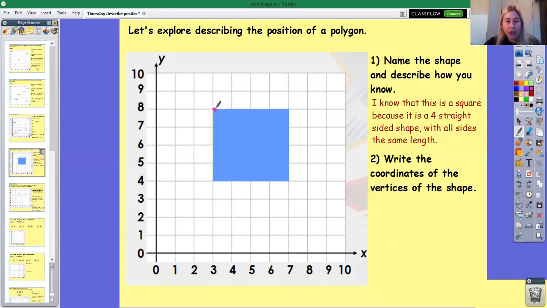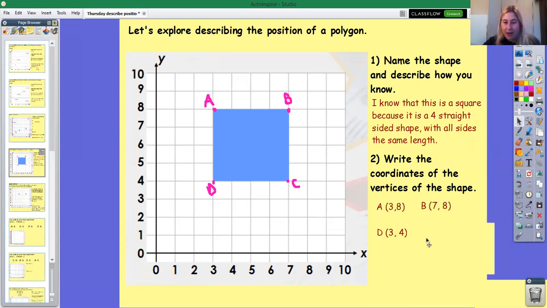So I would put a dot on the corner, the vertex, of each part of the shape, and then I would use letters or another way to label it, A, B, C, D. And then I'd be able to write my coordinates for each one. So if you haven't done this already, pause the video now and make sure you look at the coordinates for A, B, C, and D.